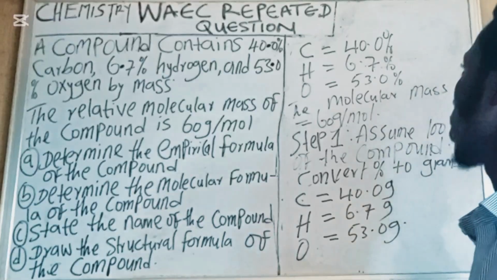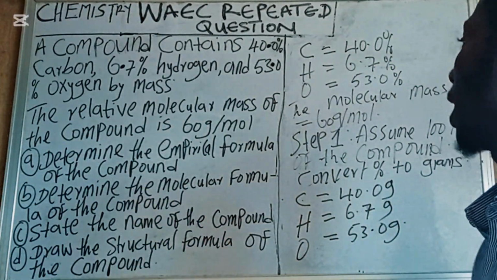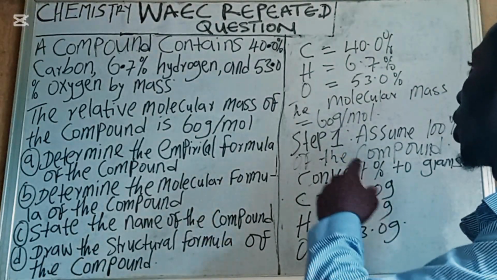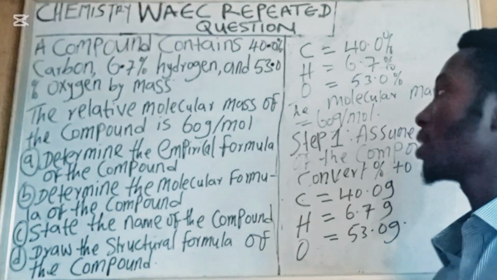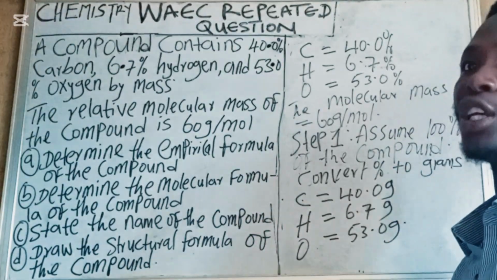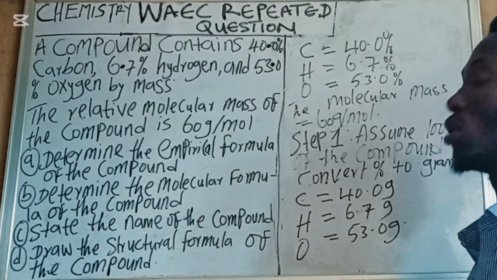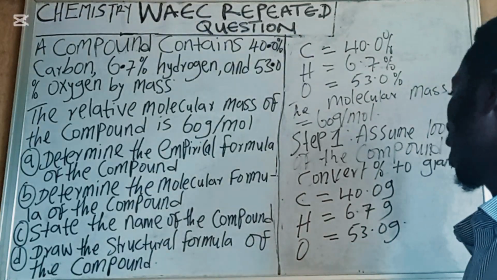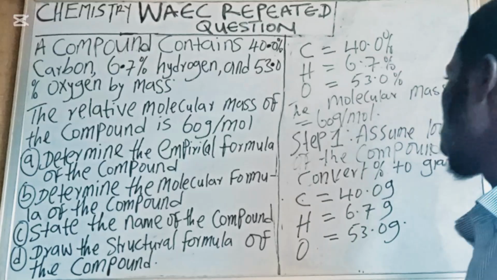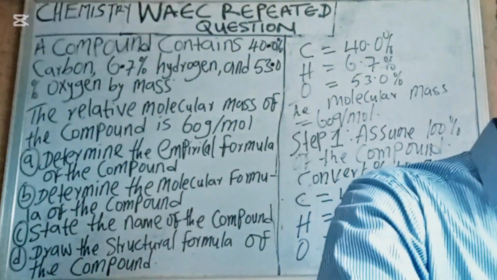I want to say something here. In this particular step, this is where most students get it wrong and lose marks. If you do not convert your values to grams, it tells the examiner that you don't know what you are doing. Students lose most of their marks because they do not convert to grams and go ahead calculating their values. After getting this step, you are good to go. You have about 2 marks in this step. So the next step is step 2.